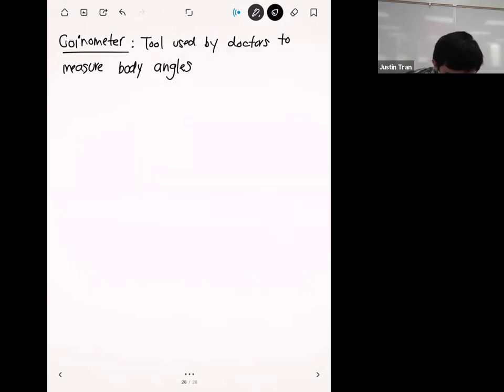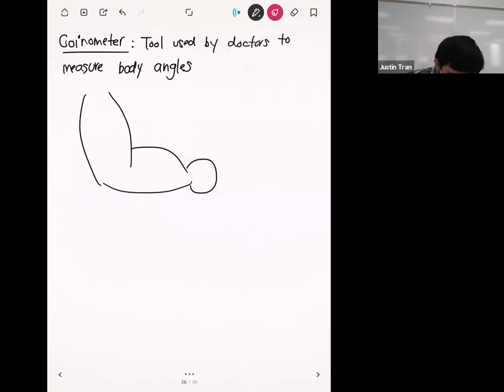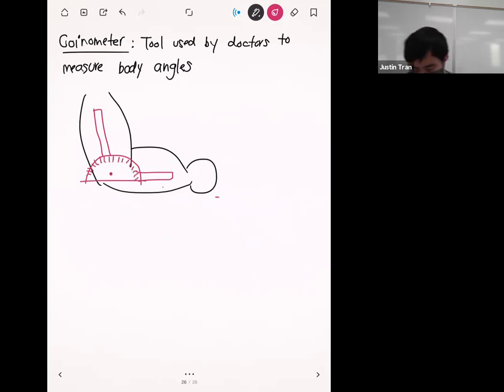And so let's say that you're going to use a goniometer to measure the body angle of an elbow joint. Visually it looks something like this. There's an arm that goes like this that you align with one limb. There's another arm that goes like that, which you align with the other limb. And then you have a device like this, which is essentially a protractor, and the body angle can be read straight off the goniometer.